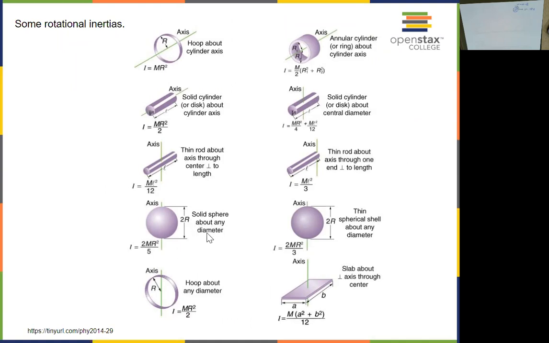So this is the solid sphere about any diameter. The axis goes through the diameter here. So then I is equal to 2/5 mr squared. For a solid sphere, it's 2/5 mr squared, so you can write that down for your moment of inertia. I for the ball is 2/5 mr squared.